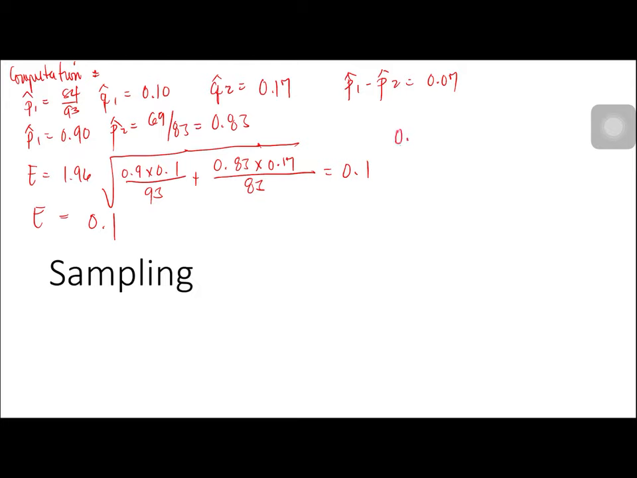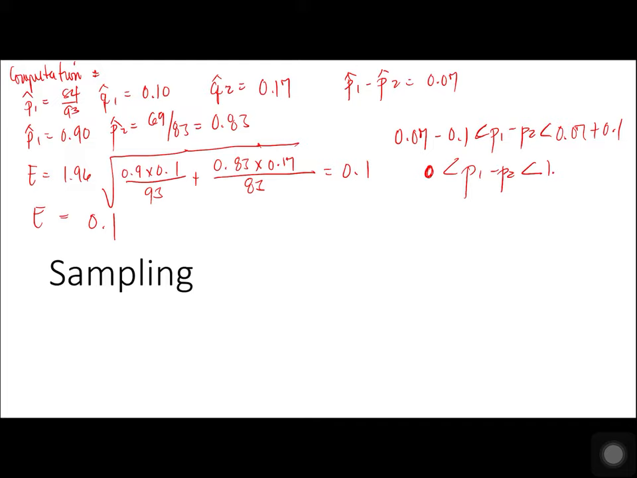So for our interval, we have 0.07 minus 0.1 is less than P1 minus P2 is less than 0.07 plus 0.1. So here 0.07 minus 0.1 is negative 0.03, and we have no negative probability. So let's just let this be 0 is less than P1 minus P2 is less than 0.07 plus 0.1, which is 0.17. So this is our 95% confidence interval for P1 minus P2.